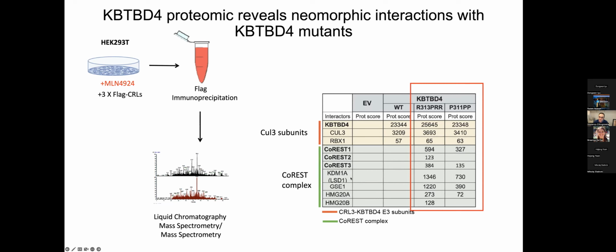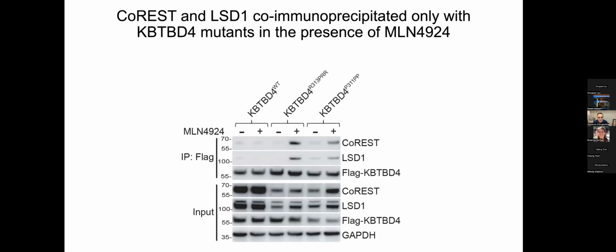And we did not only isolate the CoREST per se, but the entire chromatin remodeling complex was coming down. So we got CoREST, LSD1, GSE1, HMG20A and B, but also HDAC, which is another component of the complex, which was quite nice because we could say two different mutants were doing the same thing, and this was obviously not by chance.